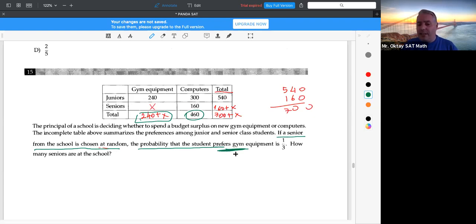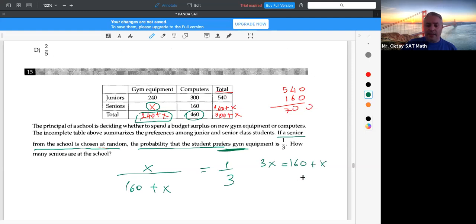So seniors preferring the gym, how many? X amount. How many seniors do I have? 160 plus X. So it is equal to 1/3. Now, by using this equation, I can calculate X. Let's do it. 3x is 160 plus X. 2x is 160. X is 80. Now I know X, which is 80.